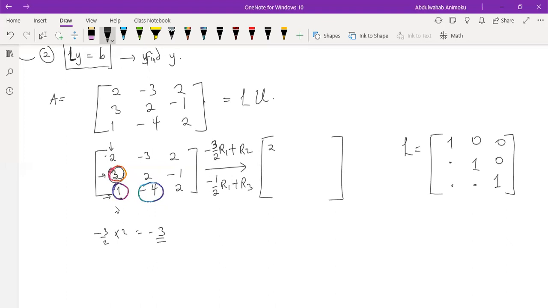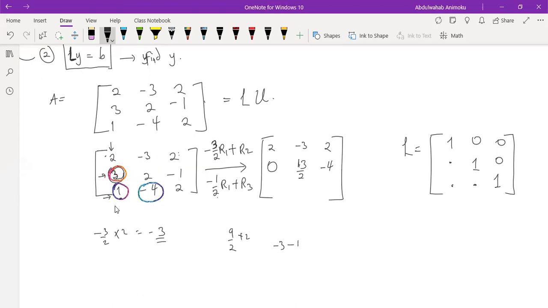Okay, so now the first row, we are not doing anything to it, so this is fine. Now this is going to change to what? 0, because that is what you were intending to do in the first place, right? Now what happens to this one? So this becomes -3 times -3/2, that is 9/2, right? Plus 2, so that will give us 13/2. So good. What about the third entry? Minus 3 over 2 times 2, that is minus 3, right? Minus 3, then minus 1, that's minus 4. This is what you have here.